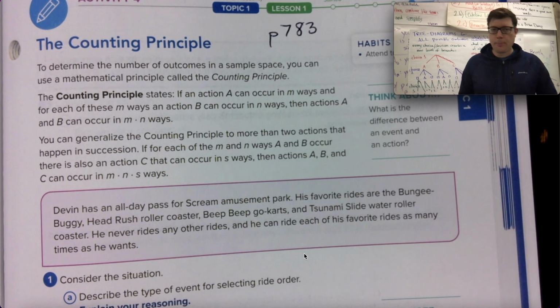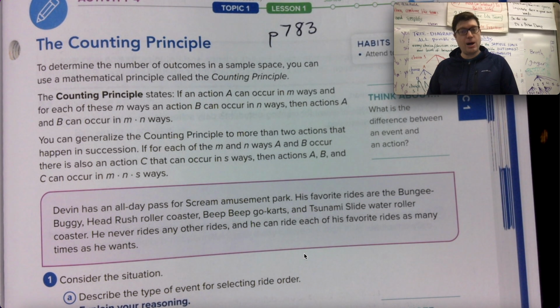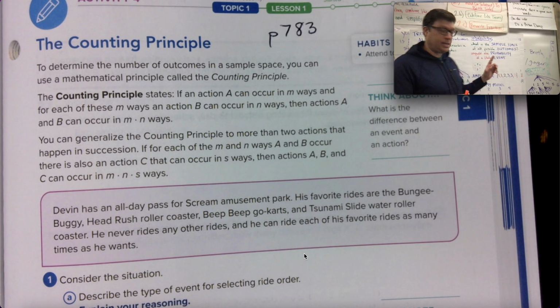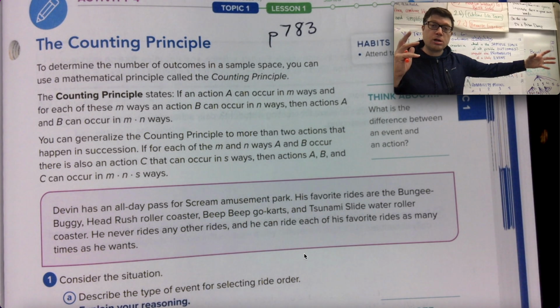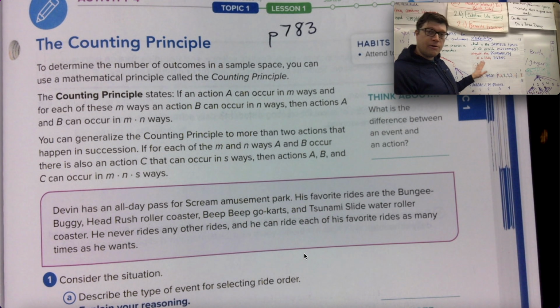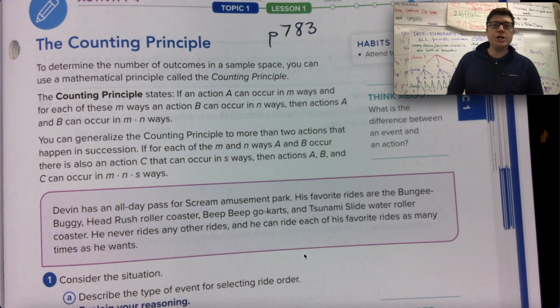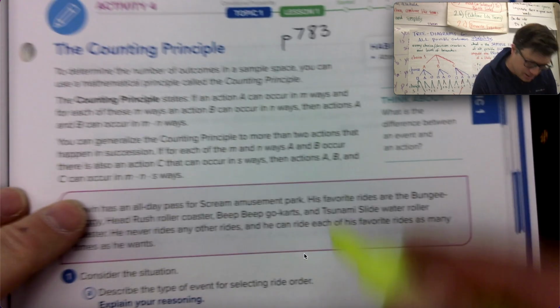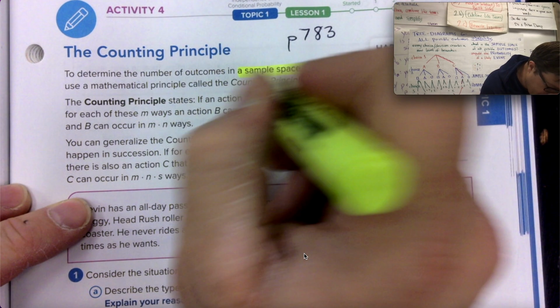The counting principle. To determine the number of outcomes in a sample space. That's a word that we've used so far. A sample space is just the entire collection of available options from that thing that's happening. To determine the number of outcomes in a sample space, you can use a mathematical principle called the counting principle. A couple of highlight times. So sample space, counting principle.